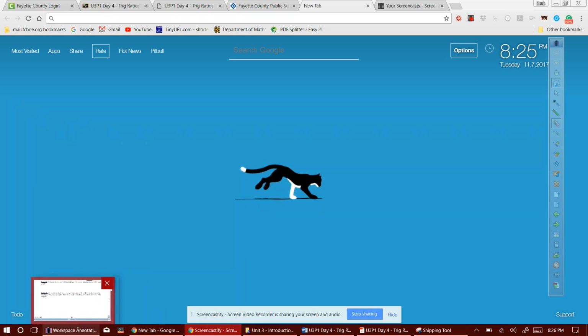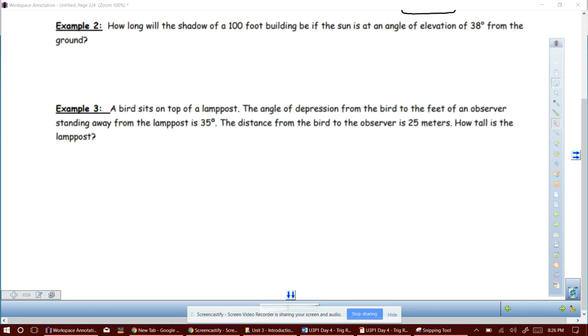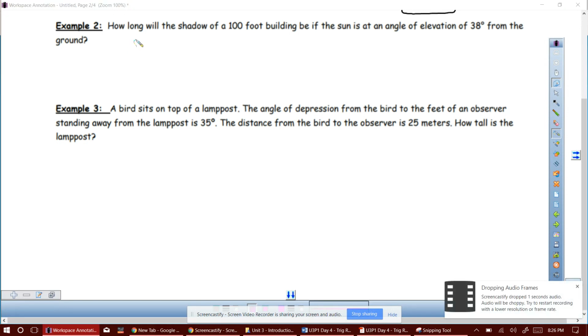I realized that I kind of got cut off in my last video, so I'm just going to pick back up with our building problem here. In this building problem, we had a 100-foot building, and it had a shadow on the ground, and we were trying to figure out the length of the shadow. The building again was 100 feet, and we had an angle of elevation. The angle right there was 38 degrees, and we were trying to find the shadow.